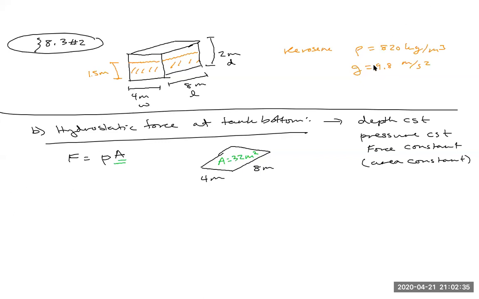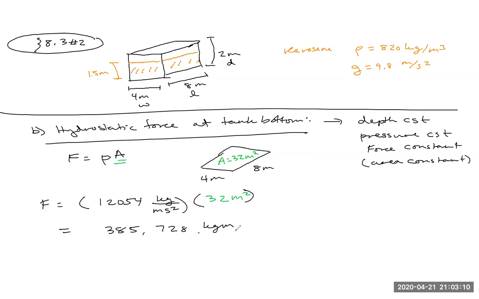So force equals, we had 12054 kilograms per meter second squared times your area, which is constant at the bottom, 32 square meters. And so your force comes out to 385,728 kilogram meters per second squared, and those are newtons.